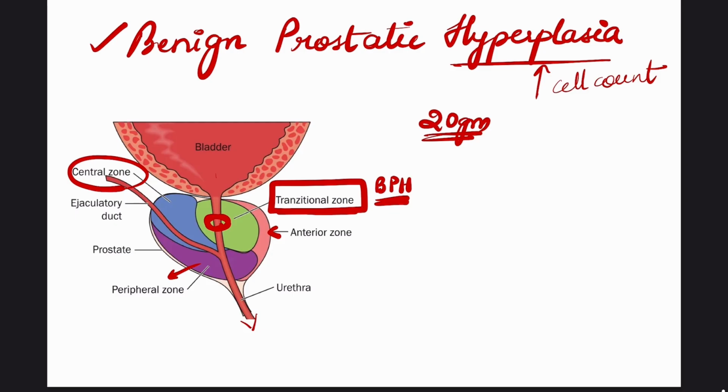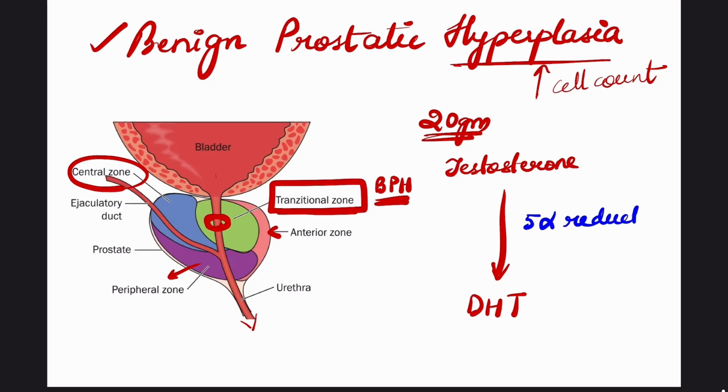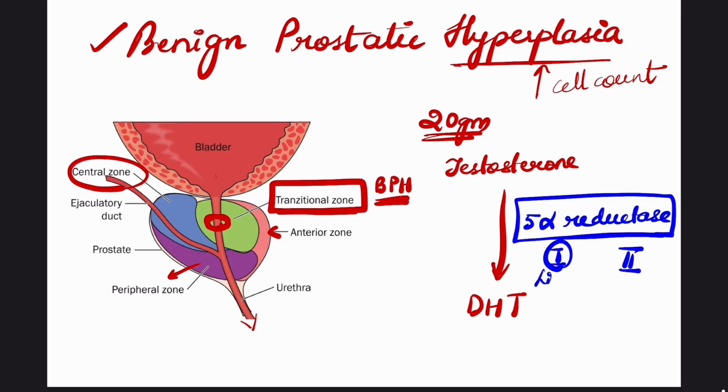In the body, testosterone gets converted to dihydrotestosterone with the help of an enzyme called 5-alpha reductase. The 5-alpha reductase enzyme is of two types, 1 and 2. Type 1 is synthesized by the liver, whereas type 2 is synthesized by the prostate.